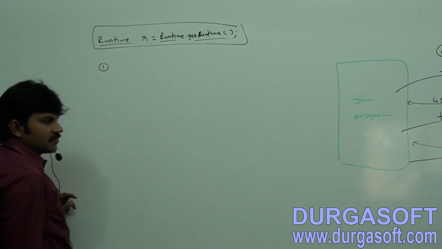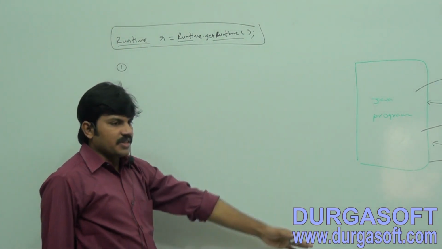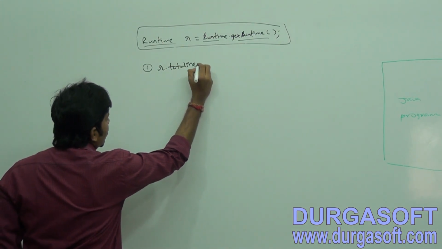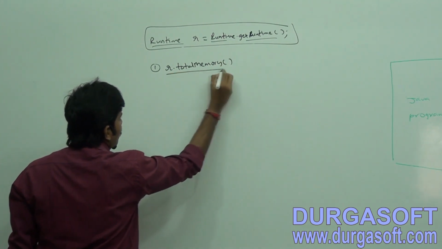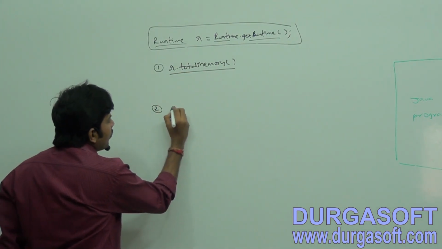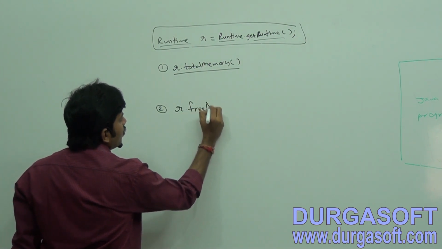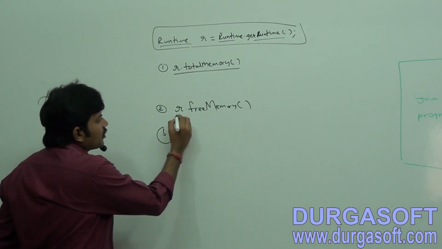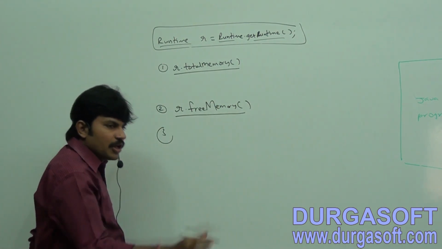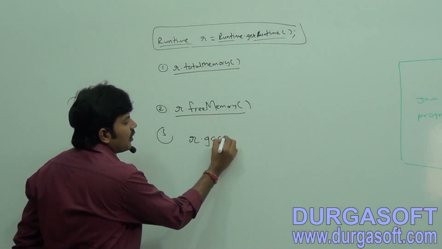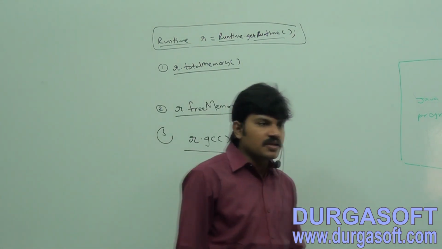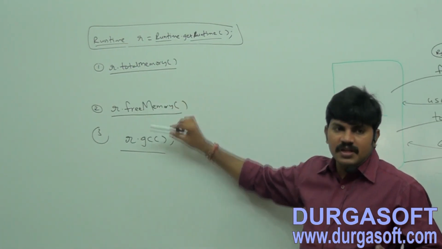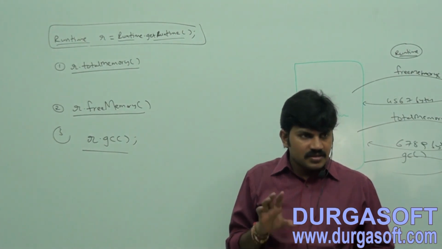Once we got the Runtime object, you can ask all these methods. How much total memory is there in the JVM? r.totalMemory(). How much free memory is there? r.freeMemory(). If this free memory is not enough, can you please run the garbage collector for me? r.gc() method. So once we got the Runtime object, happily we can call totalMemory, freeMemory, gc, and several other methods, right?